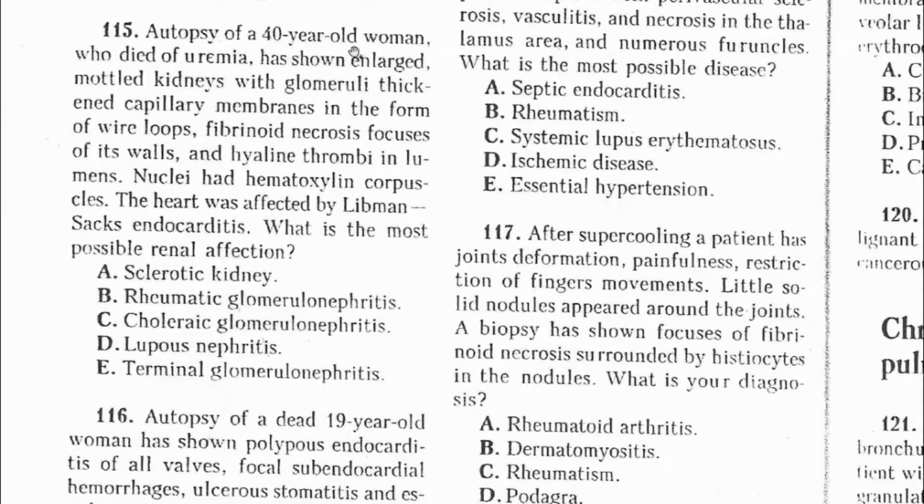Autopsy of a 40-year-old woman who died of uremia has shown enlarged kidneys with glomerular thickened capillary membranes in the form of wire loops, fibrinoid necrosis, and so on. Oh, this is also what? Systemic lupus. Okay, so the answer is D. Lupus nephritis. D.